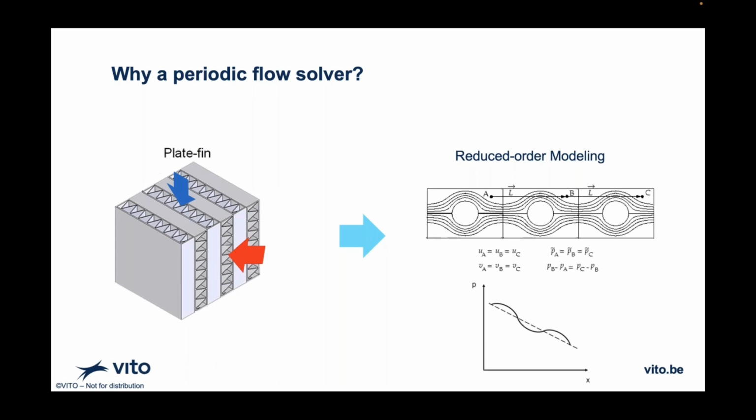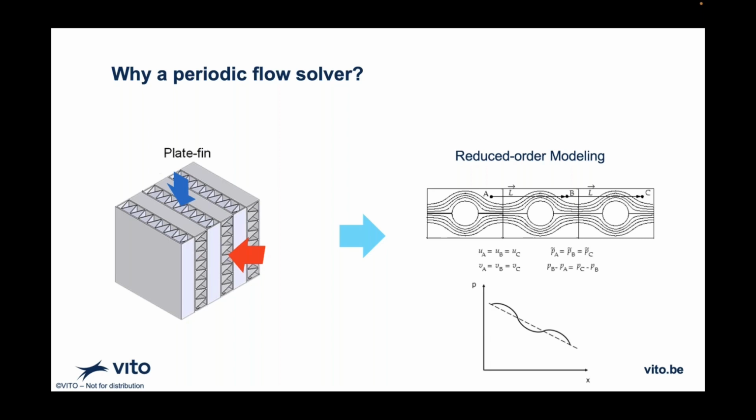If you have such circular fins, you will have this kind of flow pattern over them. At each of these locations, A, B, and C, you will have almost the same velocities, and you will have a certain kind of periodic pressure which goes down, because you will have a pressure drop. So you will have a linear pressure drop with small variations along it, which is nothing but a certain kind of periodic flow field over your fin.